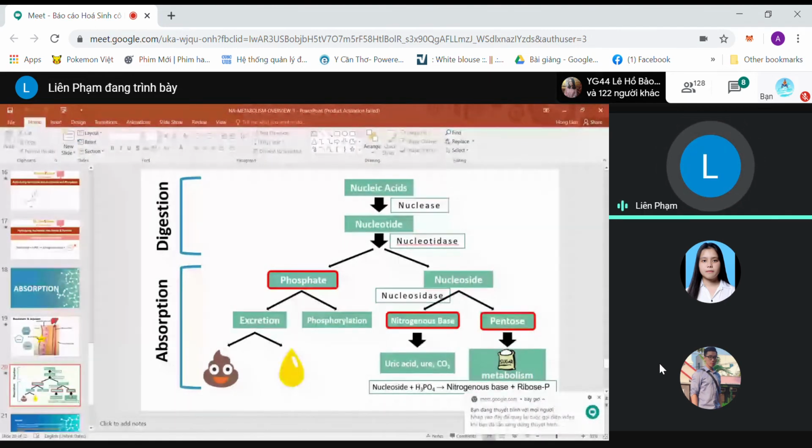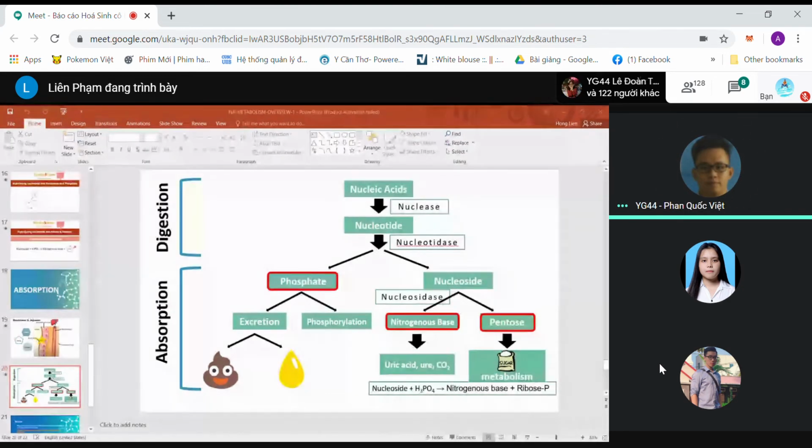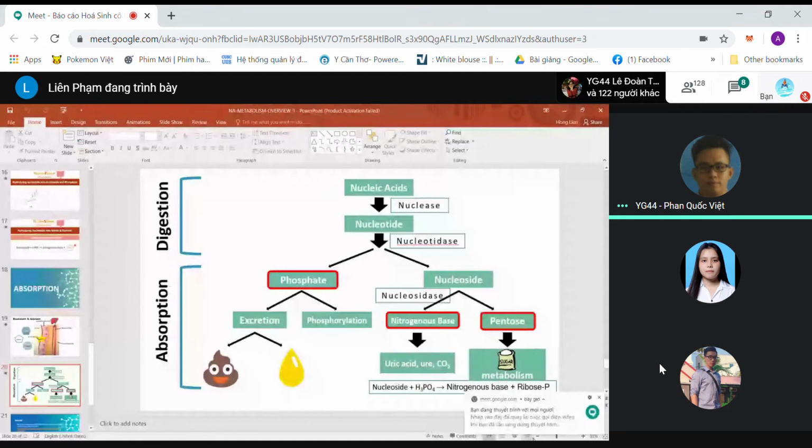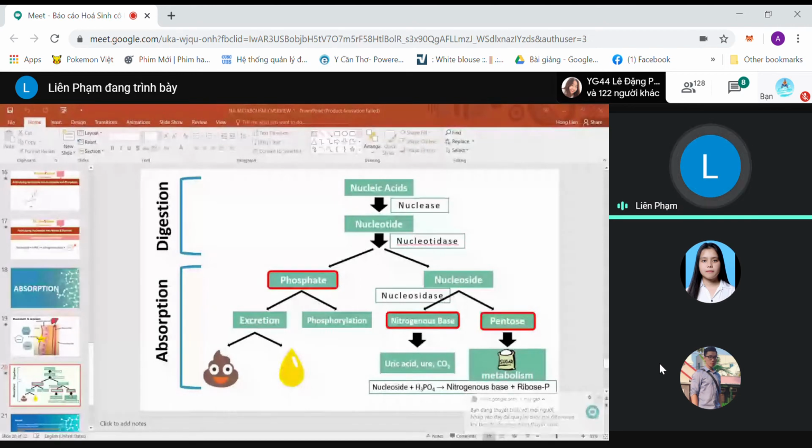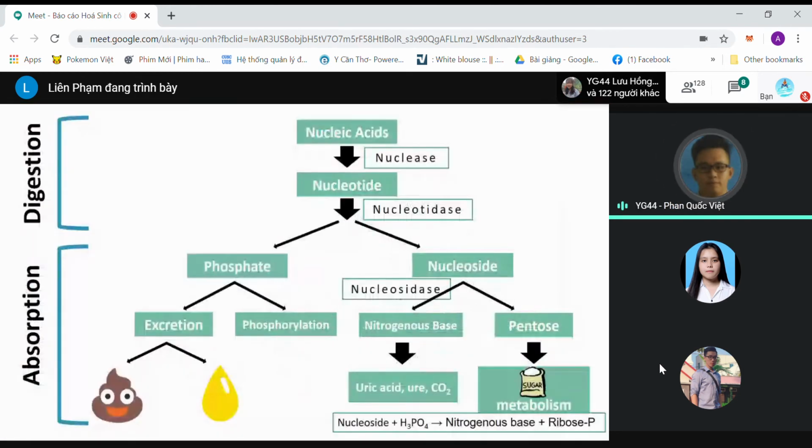Okay, my question is, which products in this diagram will be reused? The nitrogenous base, and the pentose sugar. Anything else? Yeah, thanks. That's all. Thank you for your answer.